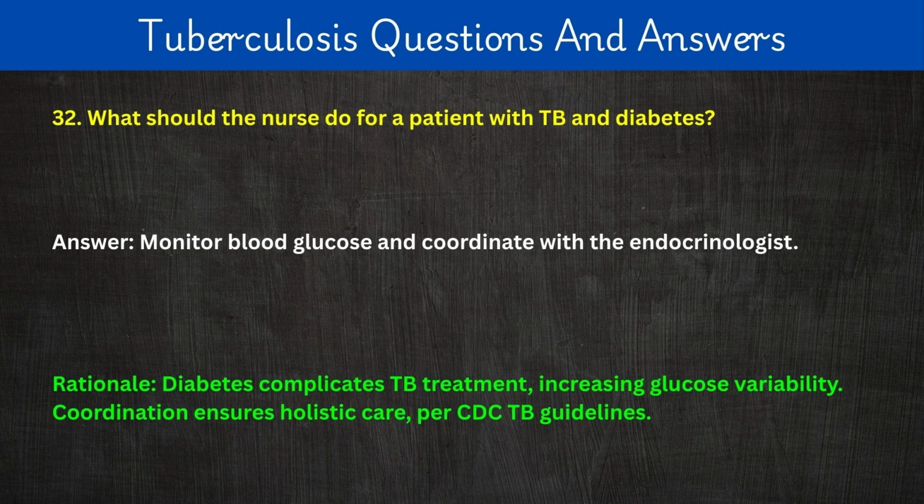32. What should the nurse do for a patient with TB and diabetes? Answer: monitor blood glucose and coordinate with the endocrinologist. Rationale: diabetes complicates TB treatment, increasing glucose variability. Coordination ensures holistic care, per CDC TB guidelines.